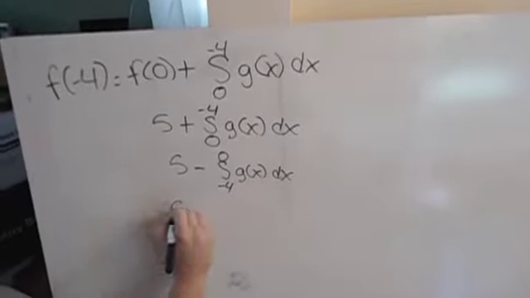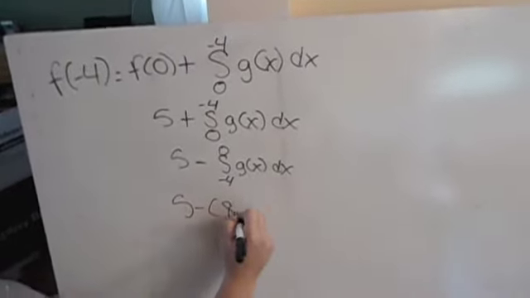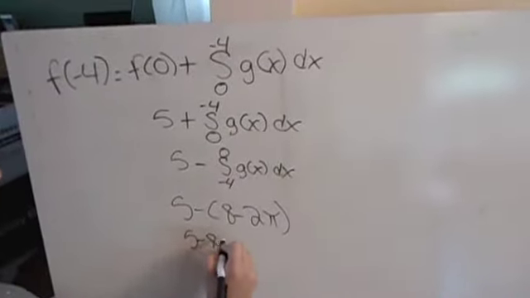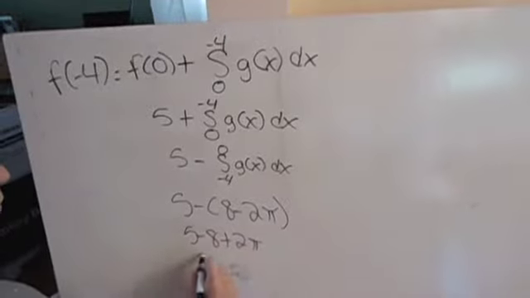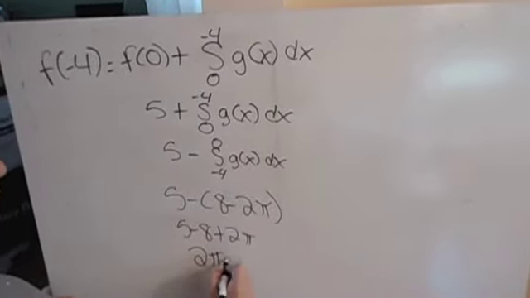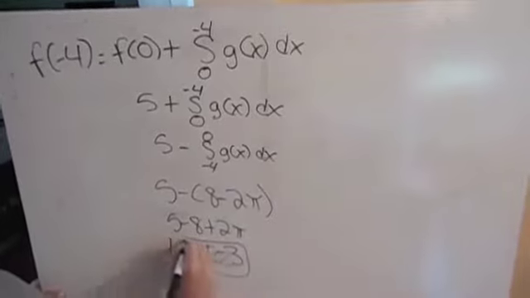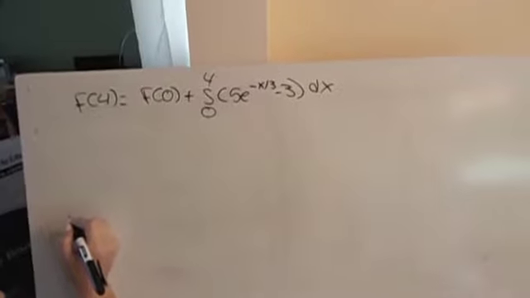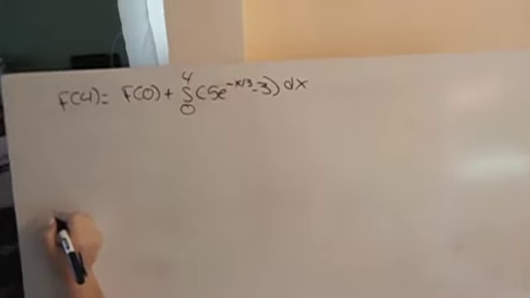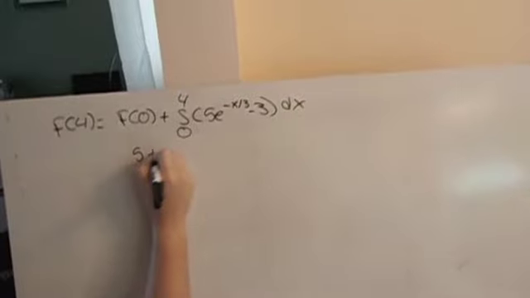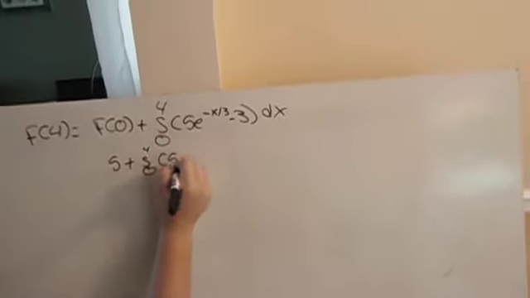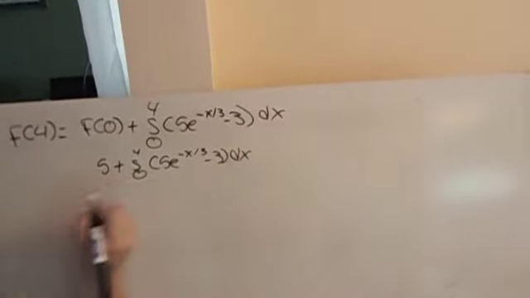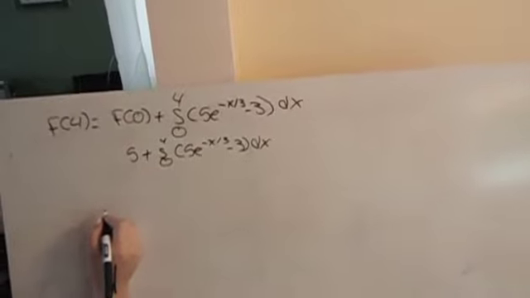So you get 8 minus 2 pi. Once we found that the area is equal to 8 minus 2 pi, we can plug that into the equation. The equation is now 5 minus the quantity 8 minus 2 pi, which becomes 5 minus 8 plus 2 pi. The final answer is 2 pi minus 3. On the board is the equation to find f of 4. You must find f of 0, which is given in the problem as 5. And then you find the integral of 0 to 4 of 5 e to the negative x over 3 minus 3. You use an integral because the graph of the derivative is given, so we must find the antiderivative of that in order to find f of 4.